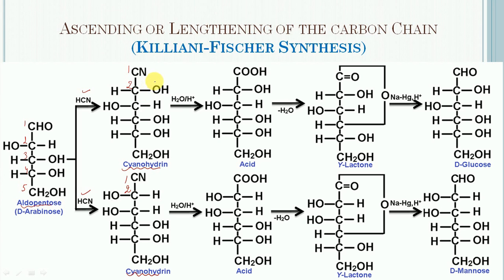In carbon number 2, the hydroxy group is on the right hand side in the first isomer, and in the second isomer the hydroxy group is on the left hand side. So these are the two diastereomers of cyanohydrin. Then the next step will involve hydrolysis of these cyanohydrin mixture, and it will give two isomeric acids. The hydrolysis takes place on this cyano group, and it will get converted into carboxylic group. So these are the two acids, and they again have different configuration at carbon number 2. In the first case, the hydroxy group is on the right hand side, and in the second case the hydroxy group is on the left hand side.